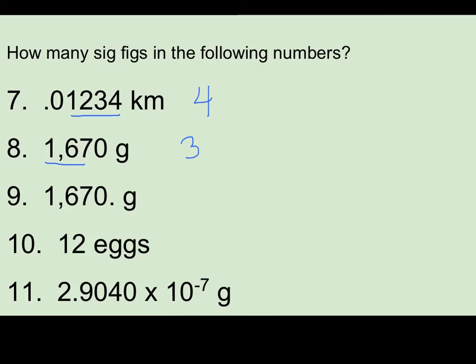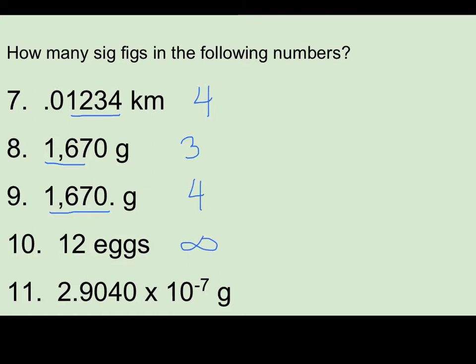For number 9, the 0 is significant because it's an inexact measurement. The 0 is to the right of a number and there's a decimal present. So all 4 digits are significant. 4 significant digits. Number 10 is an exact number, so there's an infinite number of significant digits. Number 11 is something we haven't seen before.